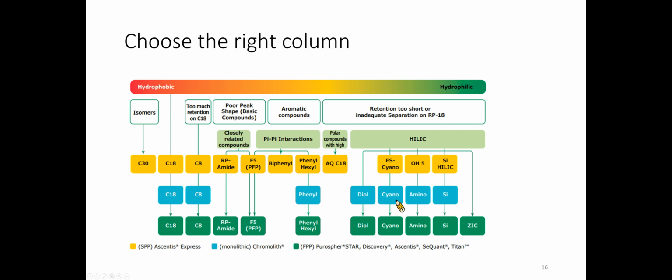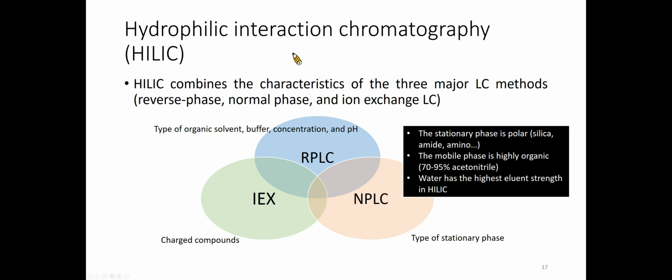Depending on the properties of your analyte, you should select the appropriate column for a better separation efficiency. For instance, if your analyte is highly polar and hydrophilic, then you can consider using a HILIC column. If you'd like to separate the structural isomers, then a C30 column may be a better choice.